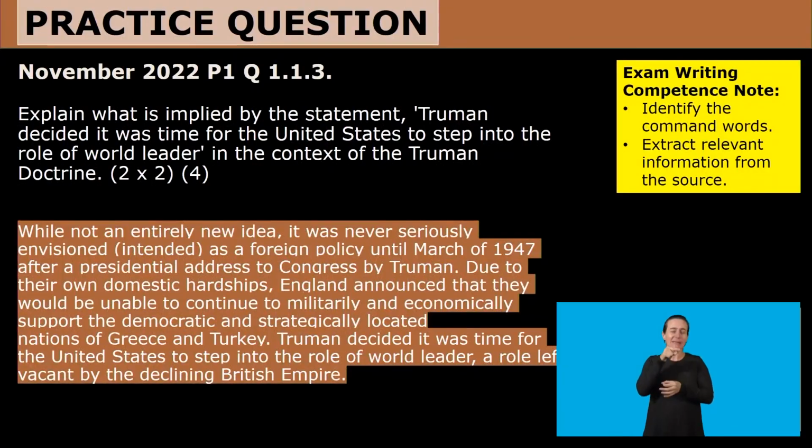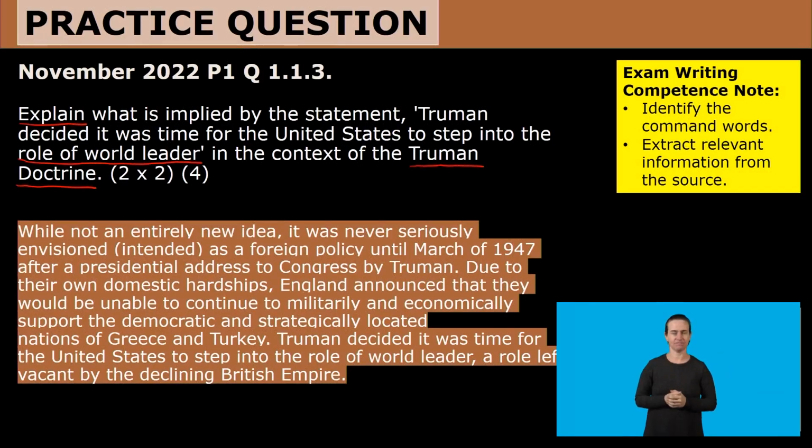Explain what is implied by the statement. So you're explaining, okay, and they give you a statement from the source. The statement is, Truman decided it was time for the United States to step into the role of world leader. That is very important. So what did he mean by that? In the context of the Truman Doctrine. So this requires prior knowledge, your previous knowledge of what the Truman Doctrine was about and why it was implemented, and then you need to explain what was implied by what he said.